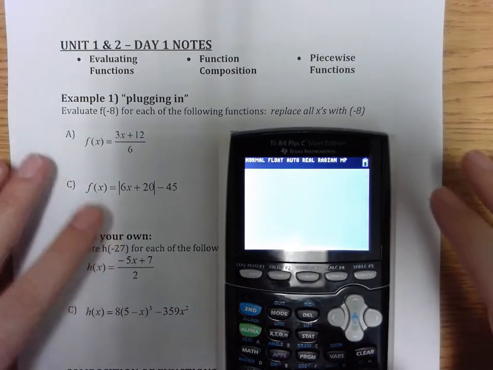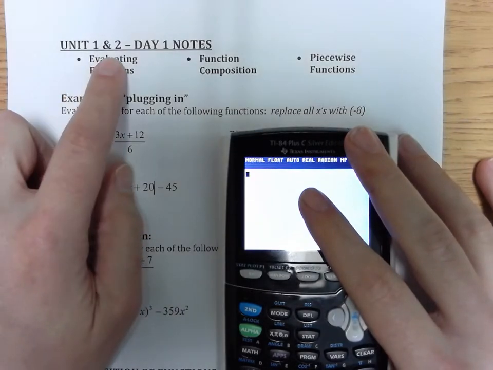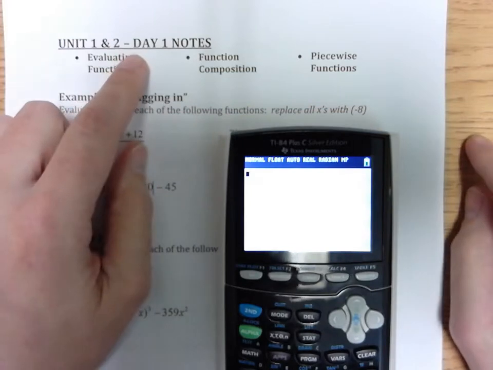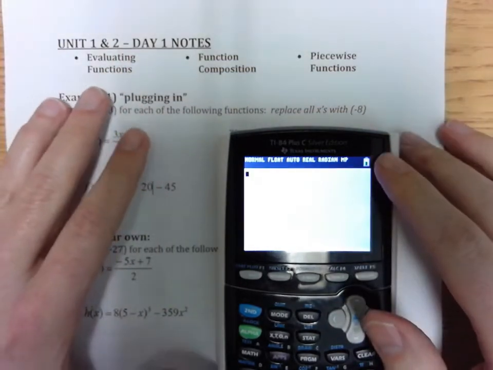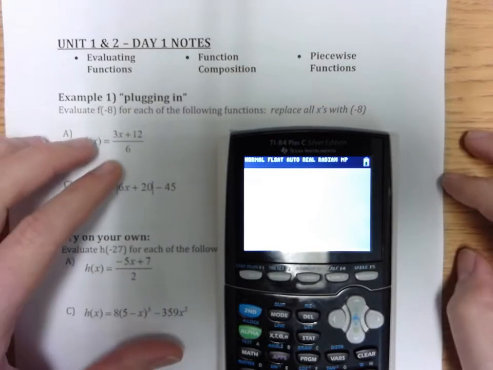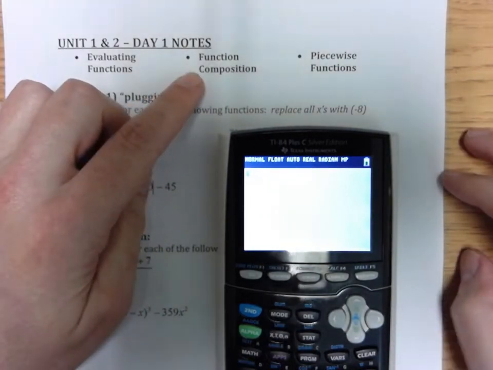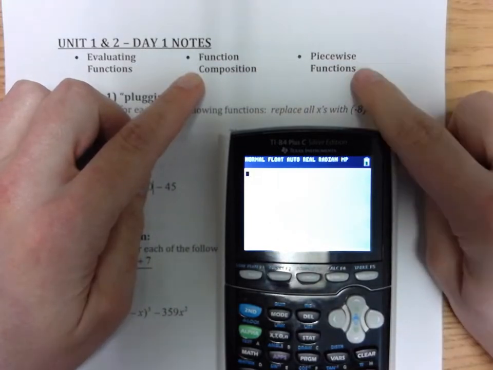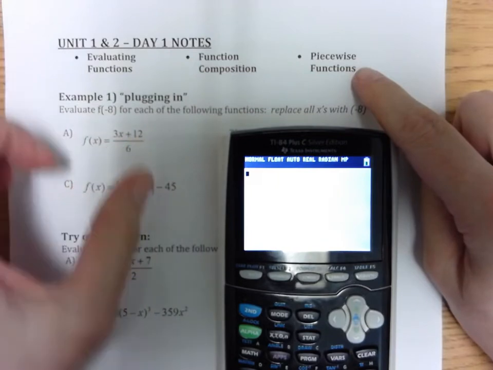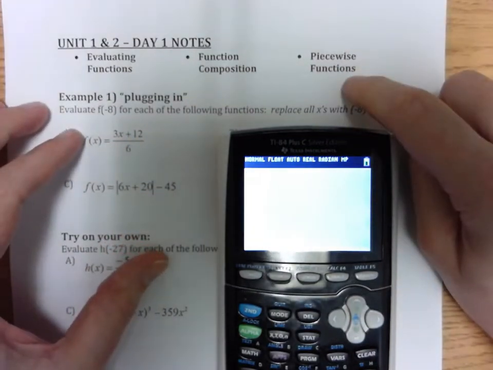Okay, guys, these are the notes for Unit 1, 2. Our first units are combined, so it's going to be called Unit 1 and 2. Today we're just going to focus on how to evaluate functions, actually plugging numbers in. We're going to talk about something called composition, which is where we're putting one function inside of another. And we're going to talk about piecewise functions, which is where we have little parts of functions and we're only allowed to plug in certain values into each one.